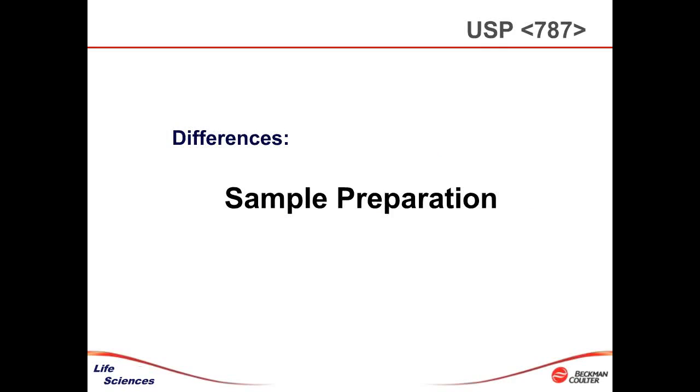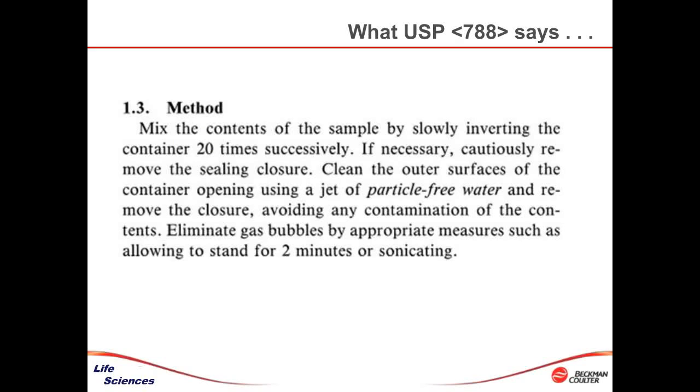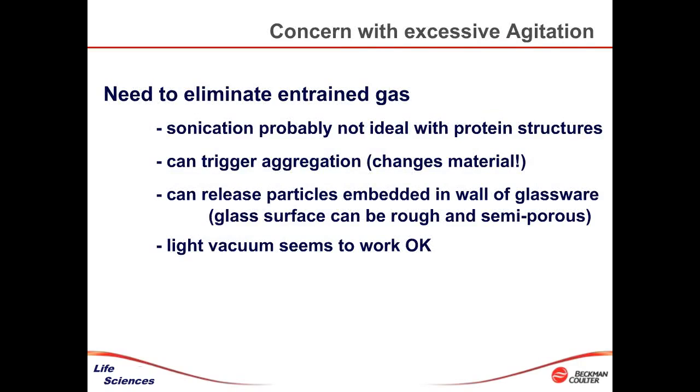So there's a focus in 787 more on both the sample and system preparation than before with more simple small molecule preparations. So how is that a bit different? Well, when you look at 788, it says, please, mix well, sonicate, and so forth. So you invert slowly, try not to introduce gas. You don't want to shake it, but you invert slowly, and you sonicate the material to kind of break things up and change it. However, that's a concern with the proteins.